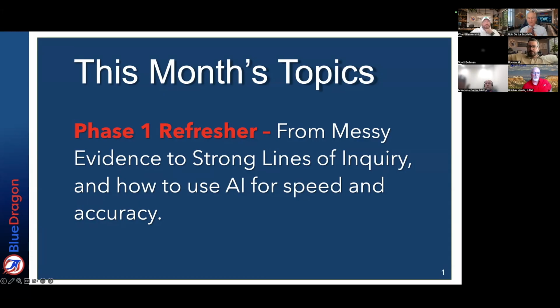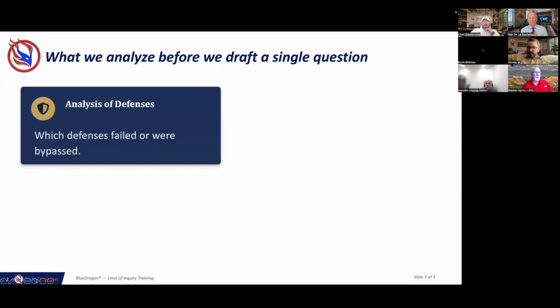And the first one, you already saw it on screen, gives us about 70-80% of all the questions we're going to get out of our entire board. And what was that? I'll just put it up here. The analysis of defenses, right?